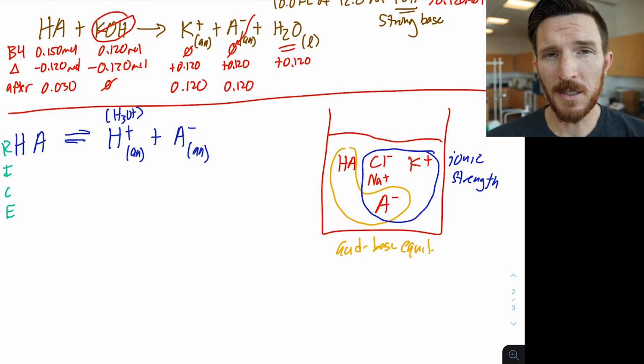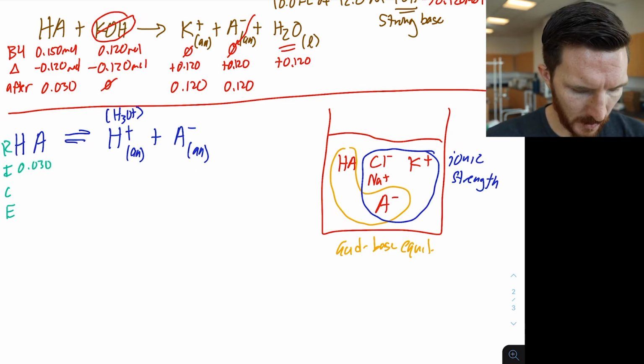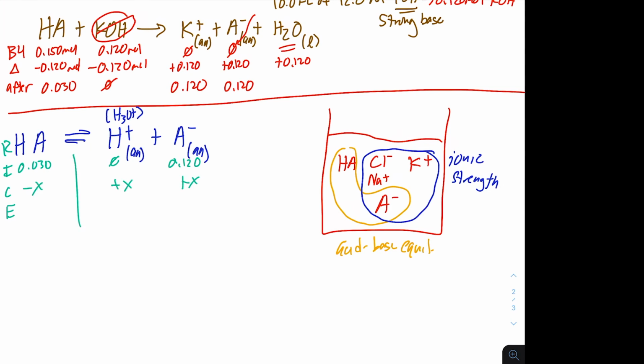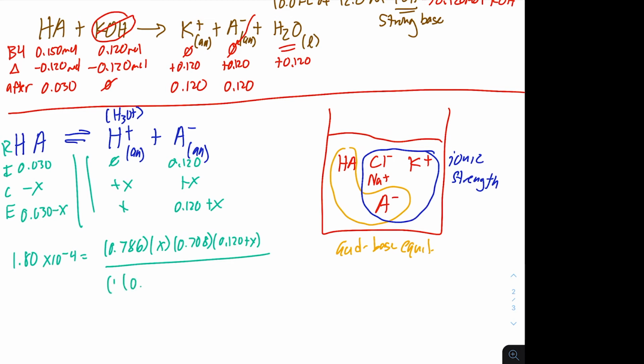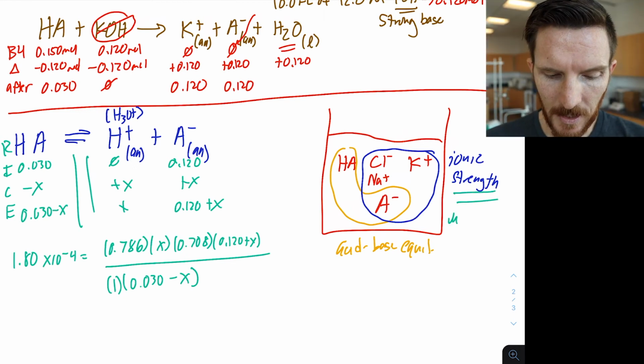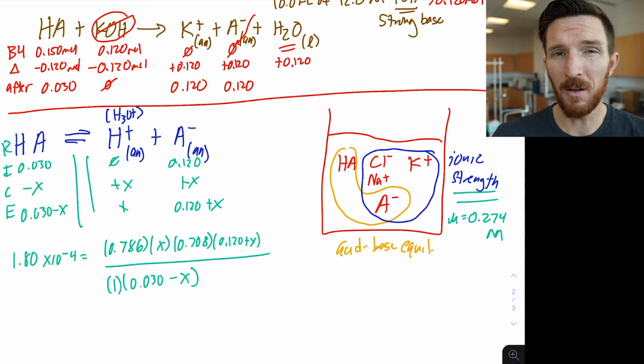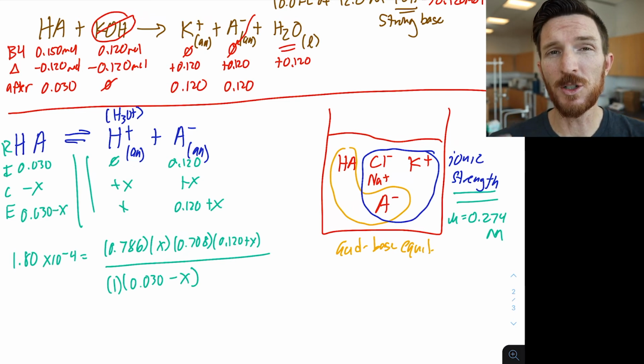So let's go ahead and fill in our ice table and then solve for X. And I'm just going to zoom through that real quick. So also looking at this, reminding us that we need to think of our ionic strength. If we recalculate our ionic strength, we would find that it's 0.274 now, with the addition of the potassium hydroxide and the formation of more formate ion.